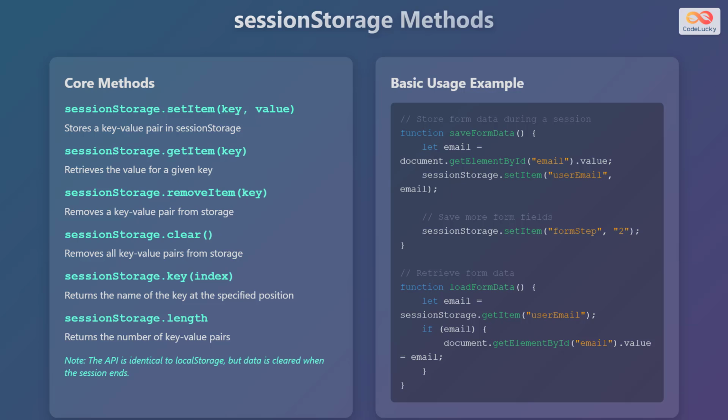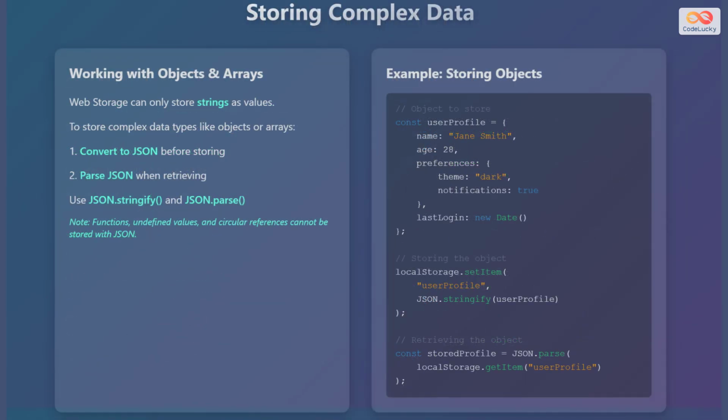Web storage can only store strings as values. To store complex data types like objects or arrays, we need to convert them into strings before storing and parse them back into their original format when retrieving. This can be achieved using JSON.stringify and JSON.parse.